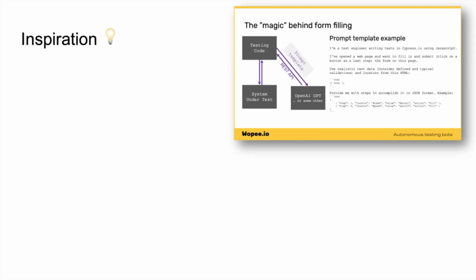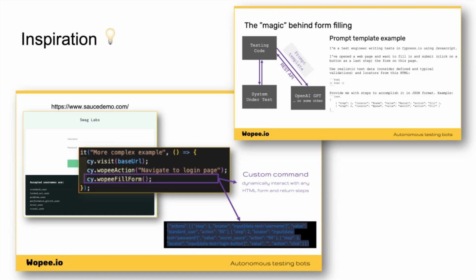But in this case, I was using OpenAI GPT via REST API, and I was getting some JSON response from it. So I provided the GPT model some nice prompt, the HTML of the page I was testing, and then I was expecting some JSON file. It worked in a way that I had my own Cypress command, like Wopee fill form, and I was able to run this against almost any UI, and I was getting interesting instructions.